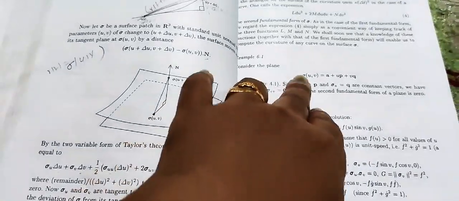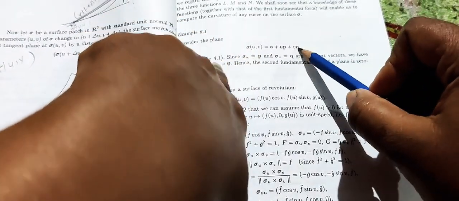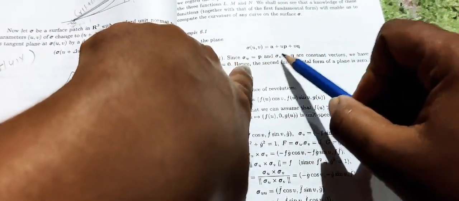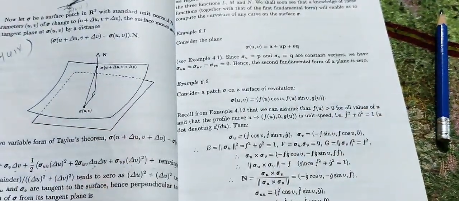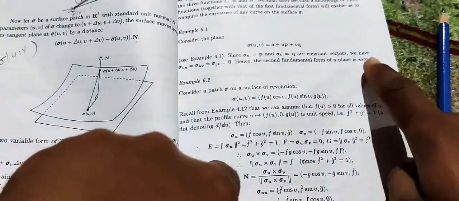So the plane, same example. So for the plane, apply sigma uv is equal to a plus up plus vq. So sigma u is p, sigma v is q, constant vectors. So sigma uu is 0 and sigma uv is 0, sigma vv is 0. So the second fundamental form of a plane is always 0.